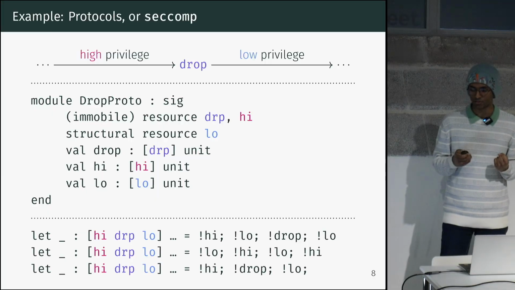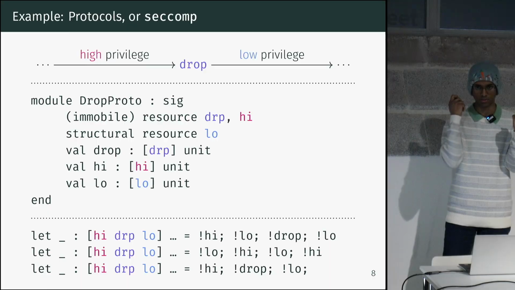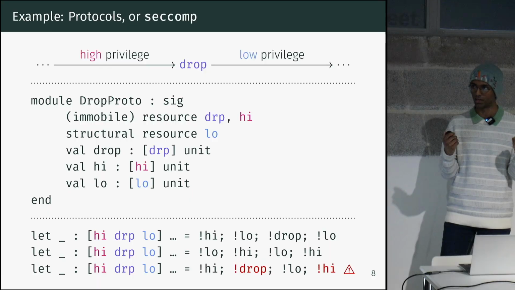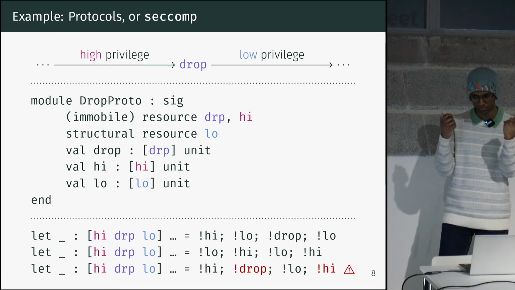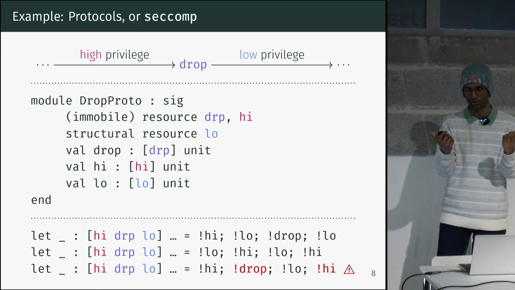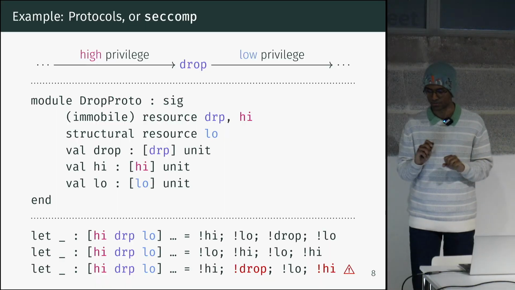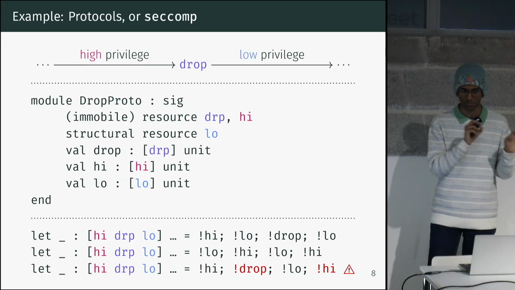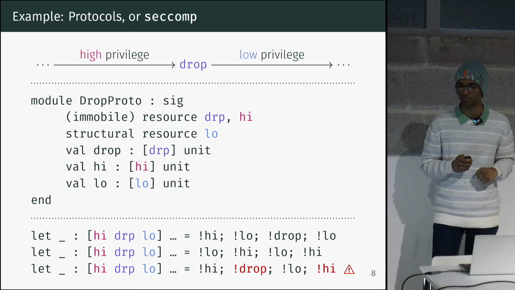But what's not OK is for you to do a high operation, and then drop privileges, and then a low operation, and then do another high operation right at the very end. Because now you've dropped privileges, which means you've got this contract with the operating system, and then you're still trying to do a high operation after it, which is no good, right? So that's a type error, and the type checker rejects it because it mismatches the declared protocol in the type.